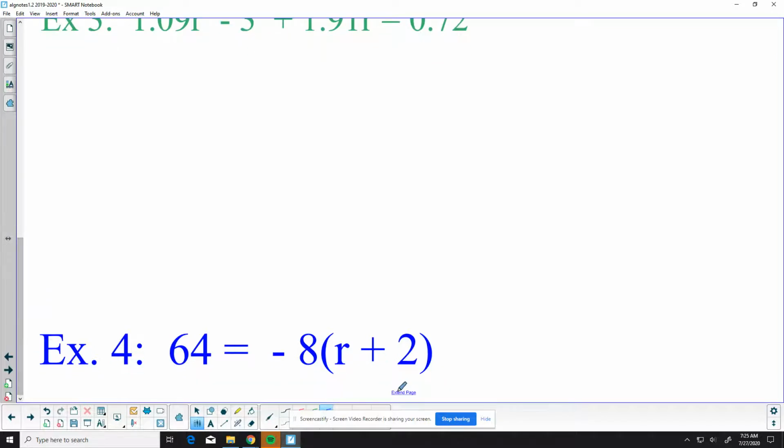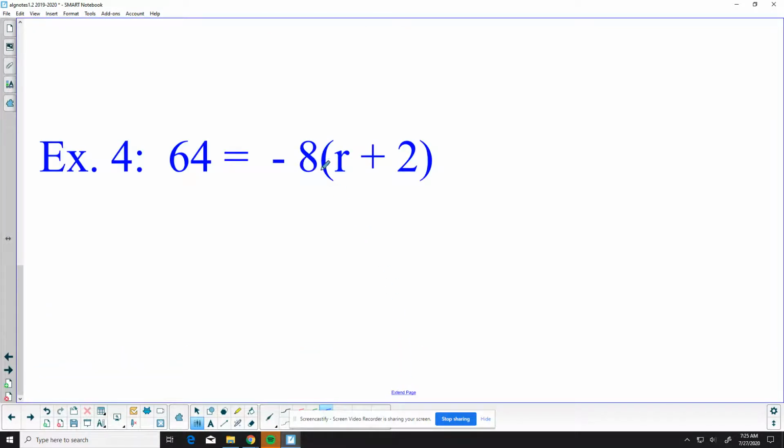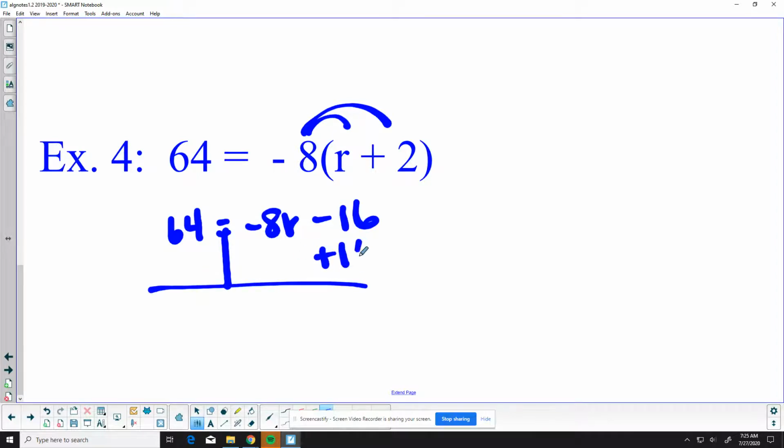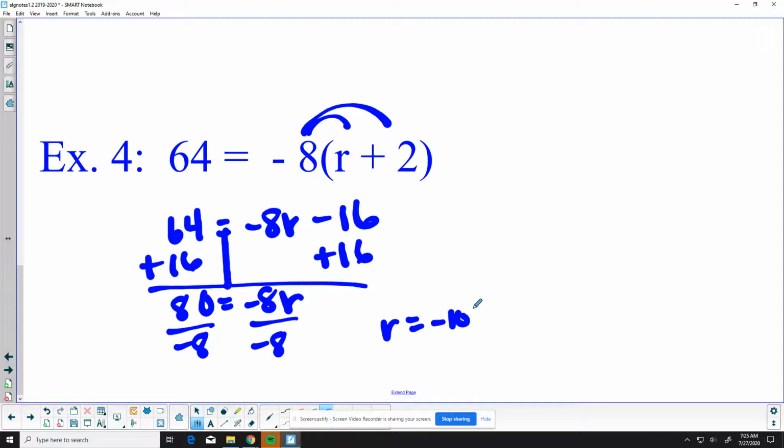Okay, let's look at number 4. Number 4 is a distributive property problem. I could tell because it's got a quantity inside a parenthesis. So I'm going to distribute the -8 to both of the terms inside the parenthesis. So 64 equals -8r minus 16. And then I'm going to add 16 to both sides and divide by -8. So r is -10. And I should be able to put -10 here, use my calculator, and it should come up to positive 64.